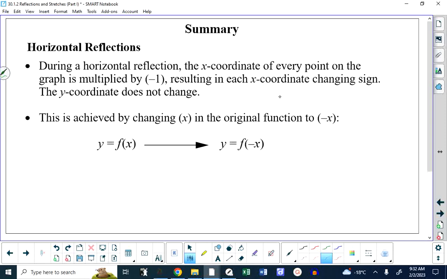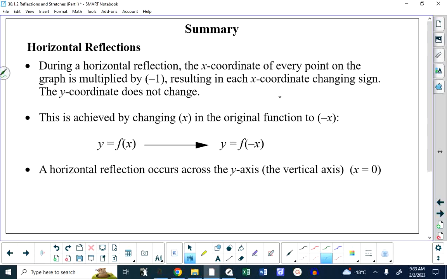How do we achieve this? What we do is we replace every x in the function by negative x. So this is the transformation that we're talking about here. y equals f of x becoming g of x equals f of negative x, or y equals f of negative x. A horizontal reflection, which is what this is, will always occur across the y-axis, and for some reason, it's not in your notes. In the summary part, it doesn't actually say x equals 0, I think. Did I miss it? Okay. I've made a note to put it in my next version of this note package.